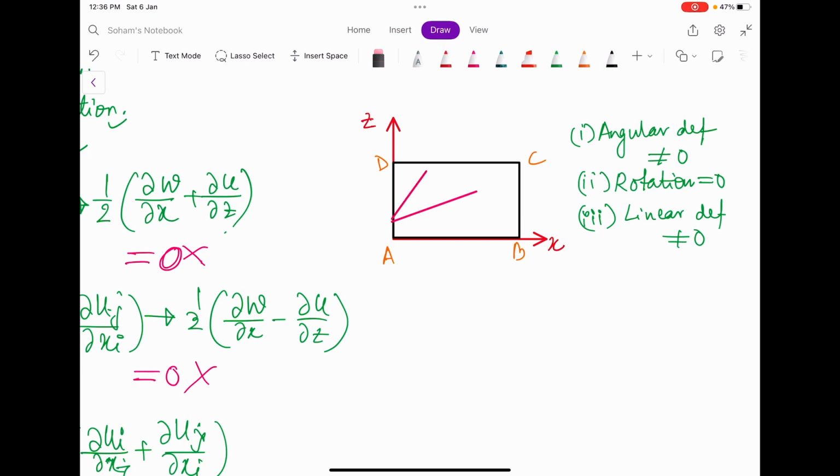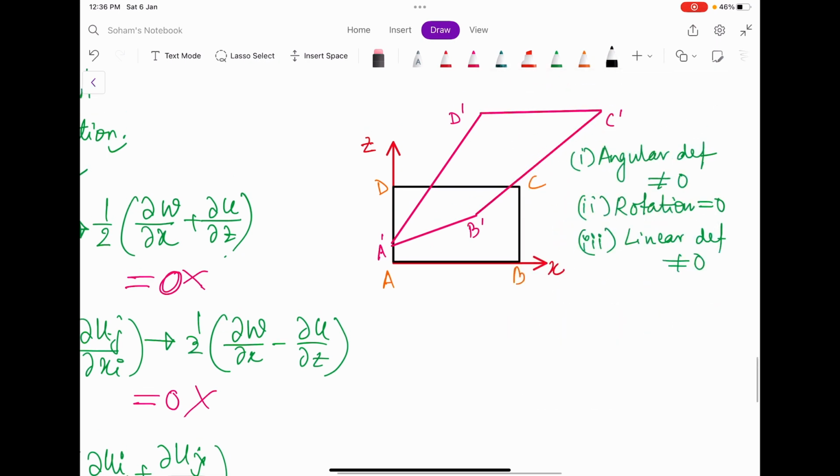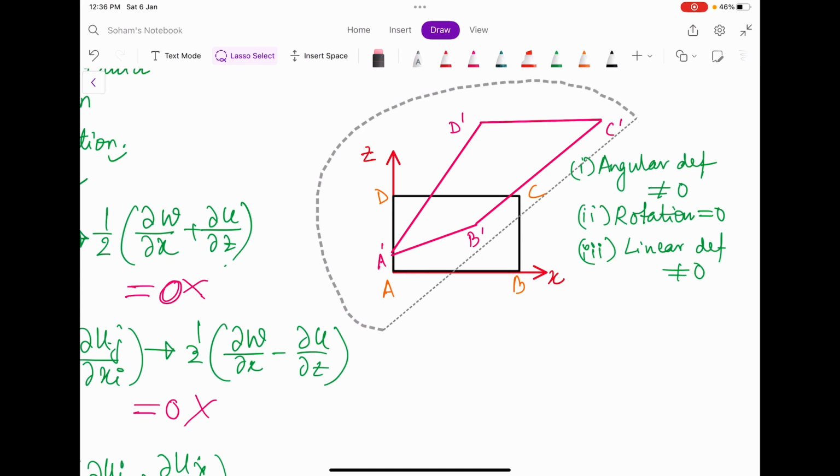It has been elongated, and now CD will be like this, anything arbitrarily. You have to just show the qualitative nature. Okay, so maybe this is A dash, B dash, C dash, D dash. Now let us take another case. Just let me copy it.